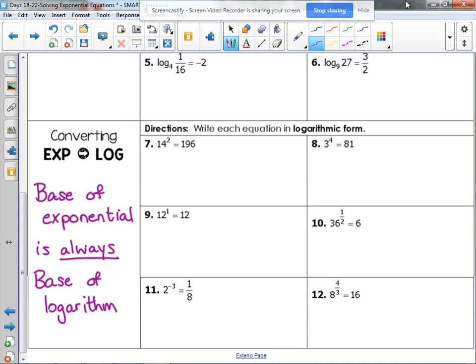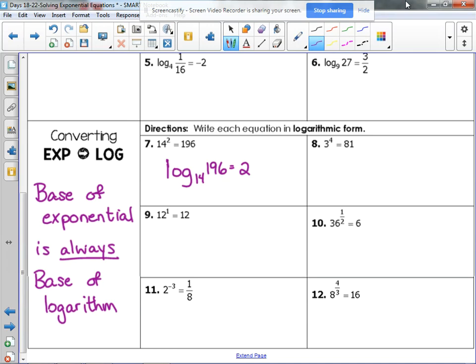So if we have 14 squared is equal to 196, then I know that I automatically start by writing log base 14. The base of the exponential, 14, is the base of my logarithm. And then the other two numbers just kind of switch places. The 2 was with the 14. Now it's got to be on the other side of the equal sign. The 196 needs to be on the same side with the 14.